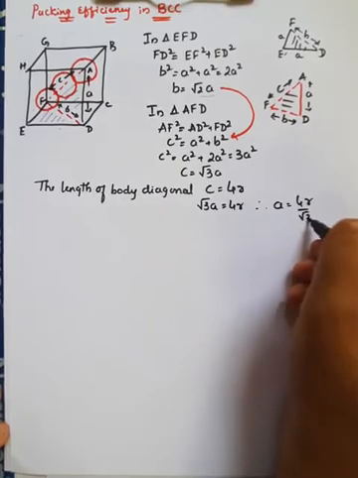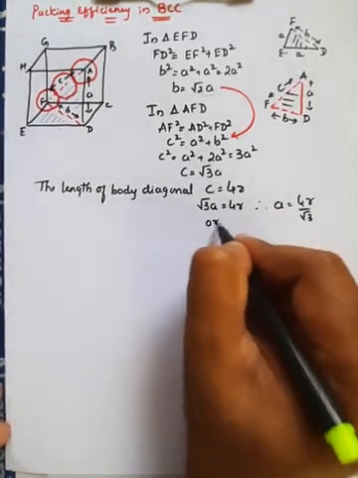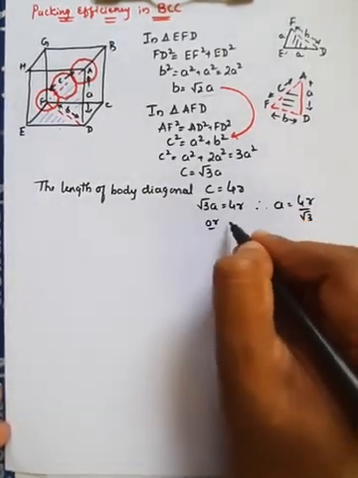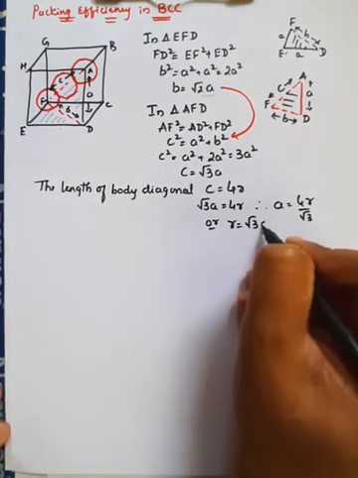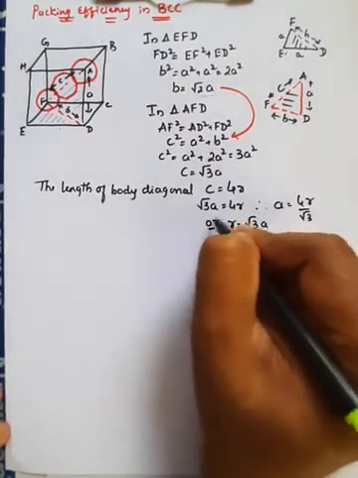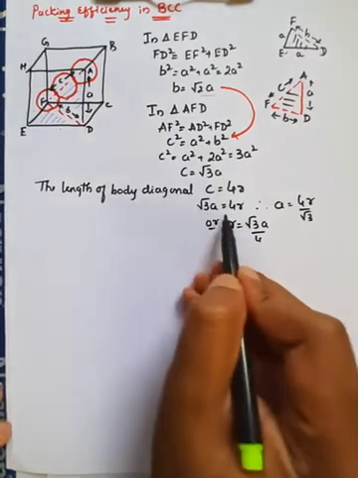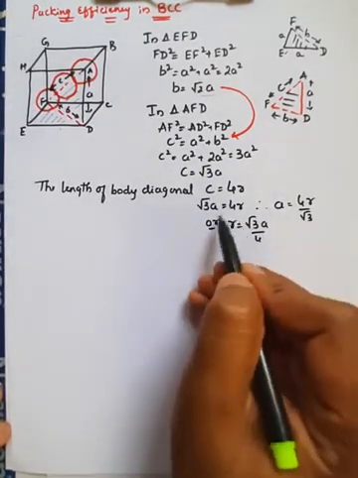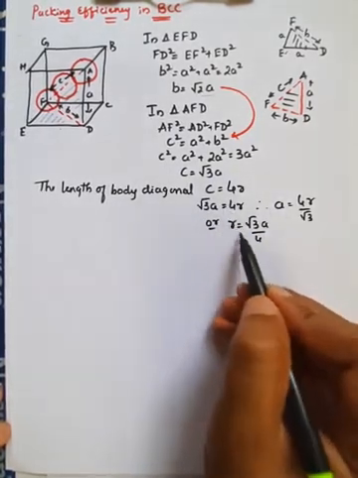4R divided by root 3. Or you can also write it as, if you want the value of R, R is equal to root 3 into A divided by 4. I can take this to the denominator. If you take this to the denominator, you'll get the value of A. If you take this 4 to the denominator, you get the value of R.